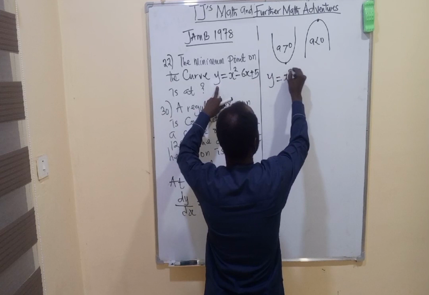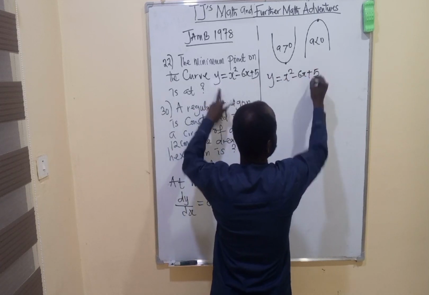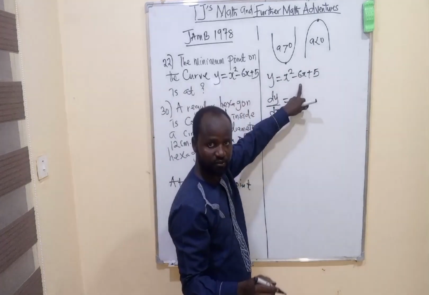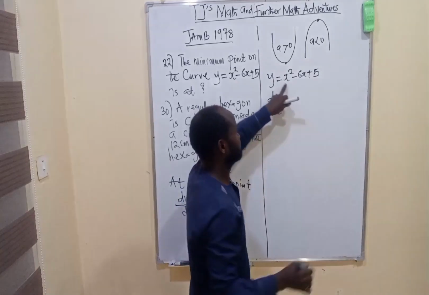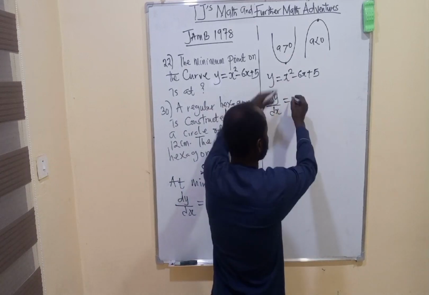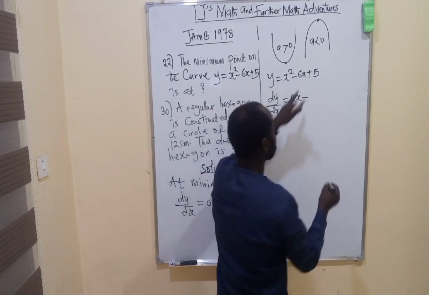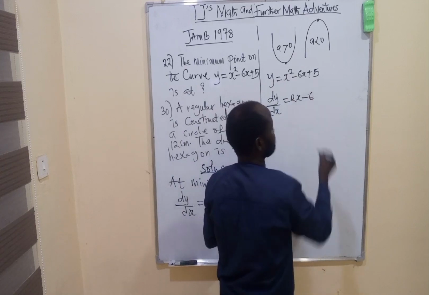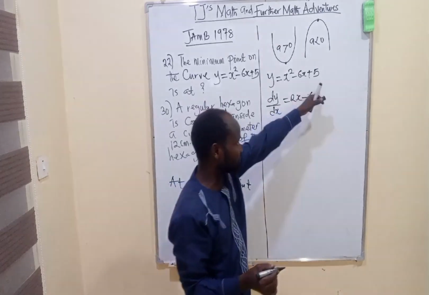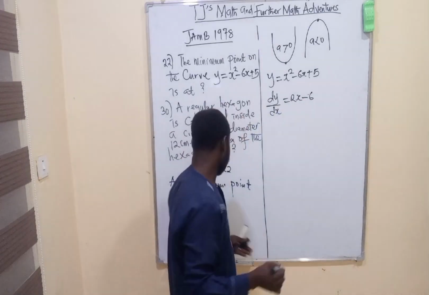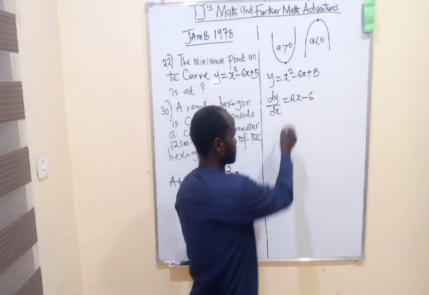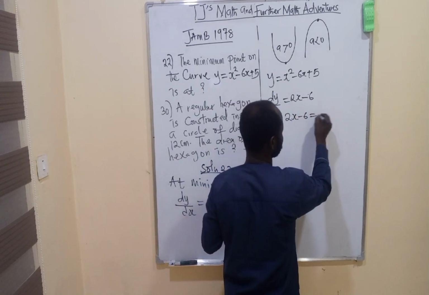We have y equals x squared minus 6x plus 5. The change in y with respect to x is found by differentiating this function with respect to x, using the general formula of differentiation. Differentiating x squared gives 2x, differentiating 6x gives 6, and the derivative of a constant, plus 5, is 0. We are told that at the minimum point, dy/dx is 0, so 2x minus 6 equals 0.